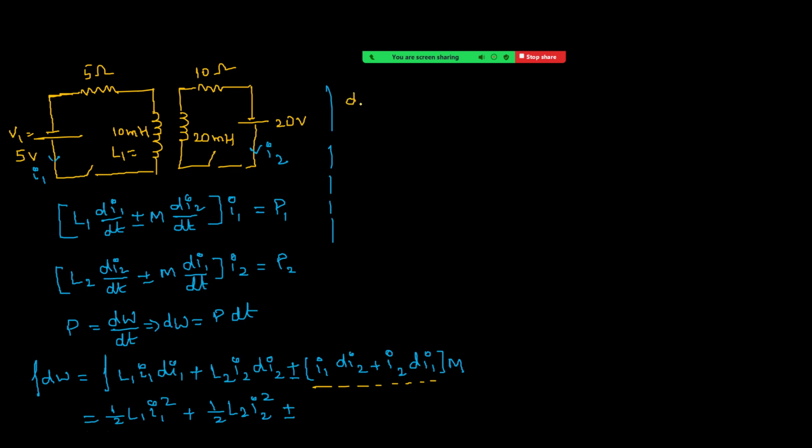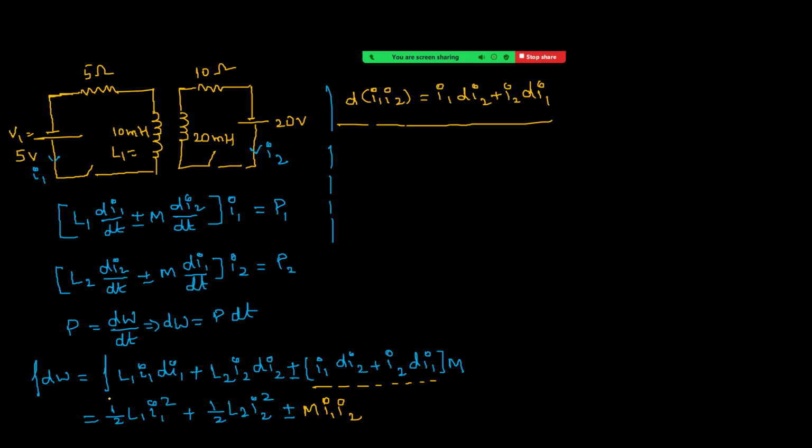I am writing that as d of I1 I2, because that is equal to I1 into dI2 plus I2 into dI1, right? So in the place of that, I can write d of I1 I2. Then integration of d of I1 I2 becomes I1 I2. So this becomes now plus or minus M into I1 I2. So I hope you got this calculation right.